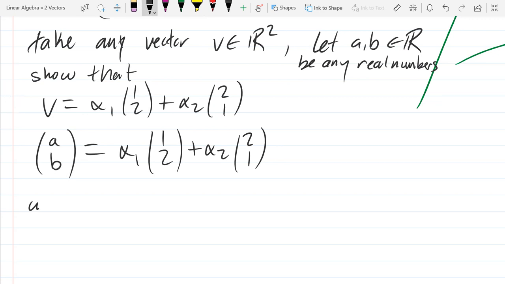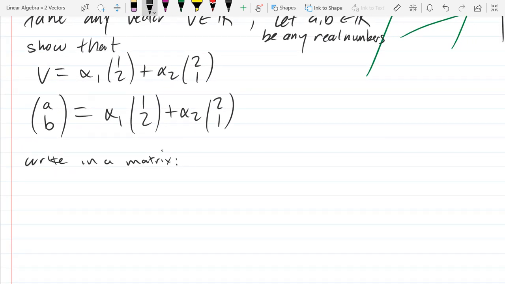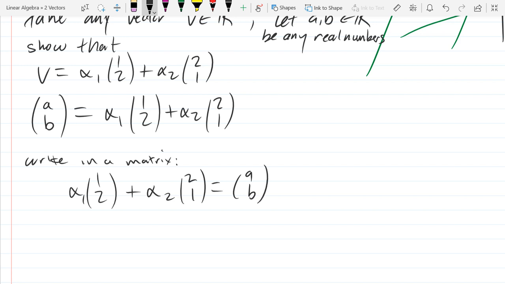So let's write it in a matrix. Before I do that, I'll write it in the standard order: my linear combination on the left and my constants on the right. Now I'm going to put this into a matrix. 1, 2, 2, 1, A, B.